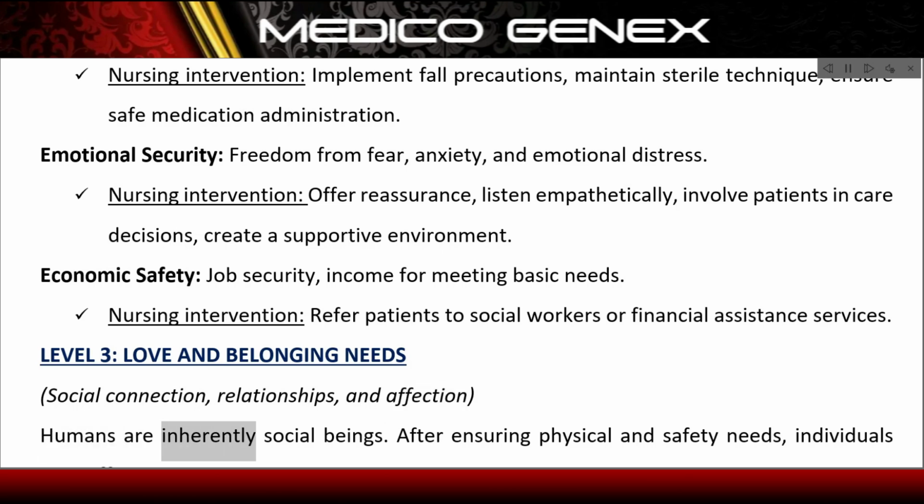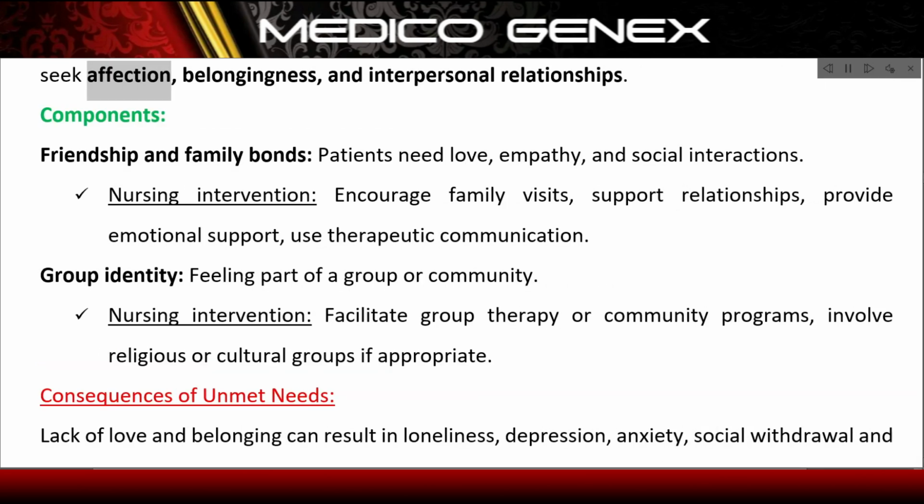Humans are inherently social beings. After ensuring physical and safety needs, individuals seek affection, belongingness, and interpersonal relationships. Components. Friendship and family bonds. Patients need love, empathy, and social interactions. Nursing intervention: encourage family visits, support relationships, provide emotional support, use therapeutic communication.